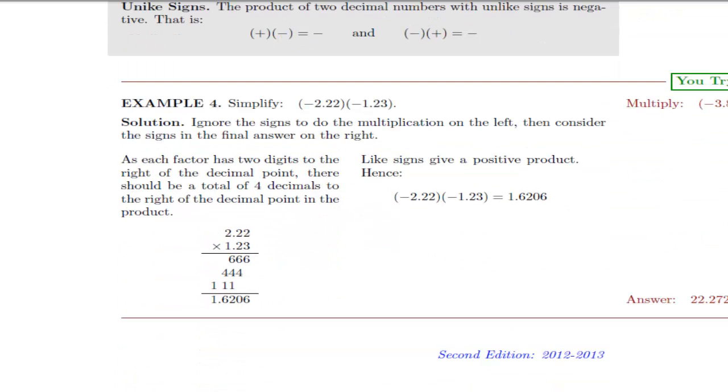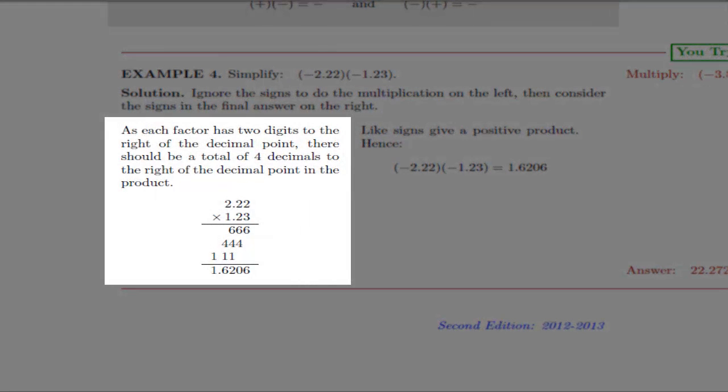Example 4. Simplify. Negative 2 and 2200ths times negative 1 and 2300ths. Solution. Ignore the signs to do the multiplication on the left, then consider the signs in the final answer on the right. So on the left, as each factor has 2 digits to the right of the decimal point, there should be a total of 4 decimals to the right of the decimal point in the product.